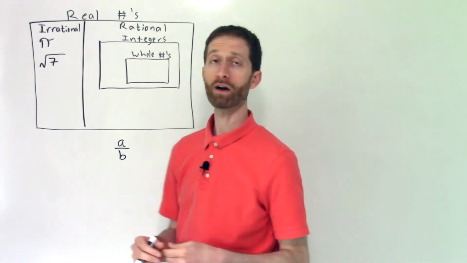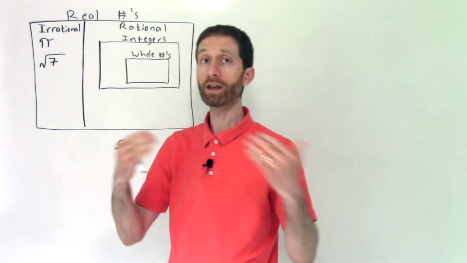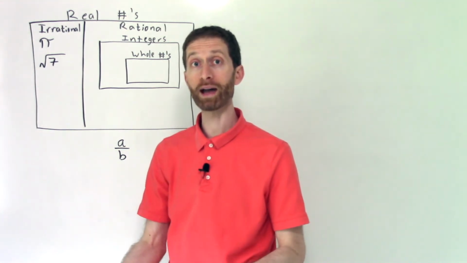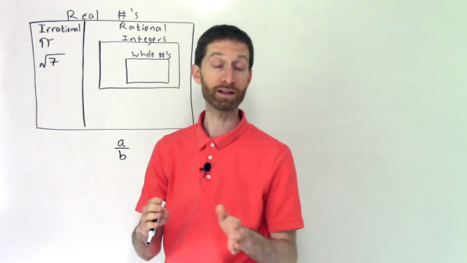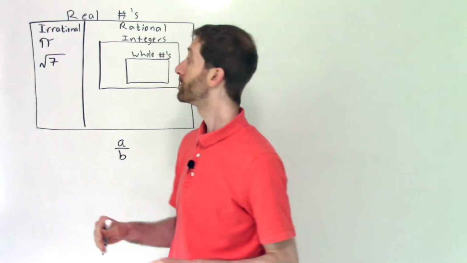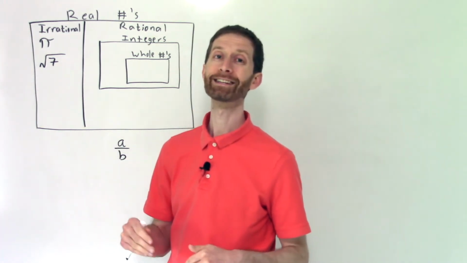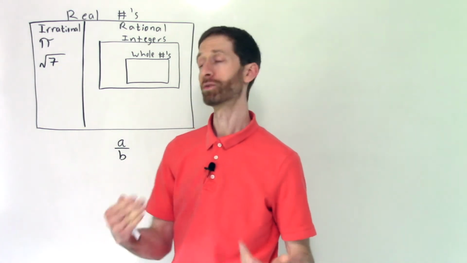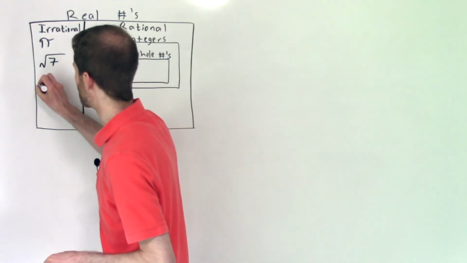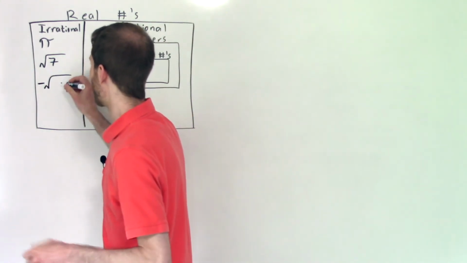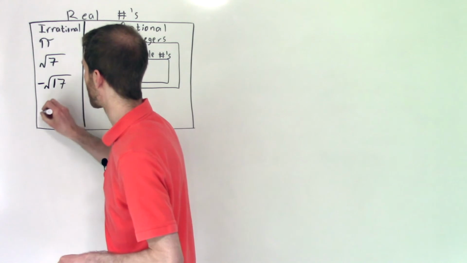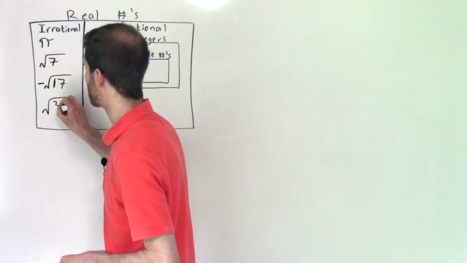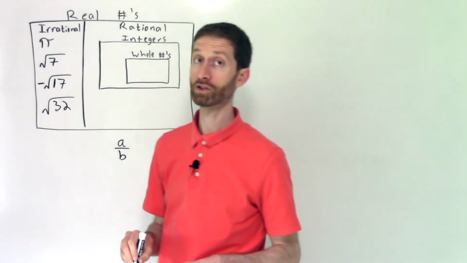How do you tell that from a calculator? Do the square root of any number, and if you get a decimal back that is non-repeating, doesn't have a pattern, and does not end, then you know that that square root is irrational. So other examples, you could do like negative square root of 17, or heck, the square root of 32. None of these are perfect squares.